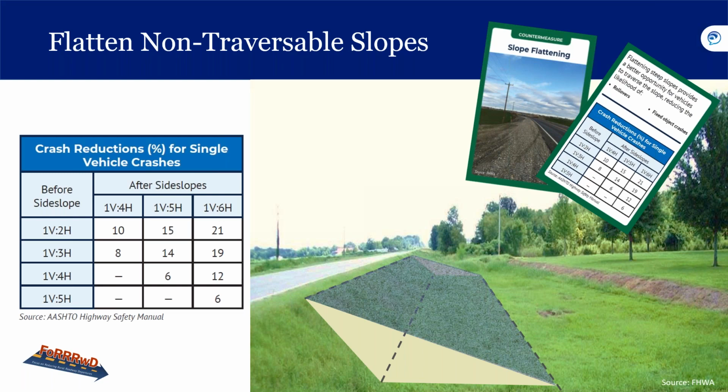In the after, it looks like the slopes of the ditch were flattened, the clear zone has been extended, and there is a paved shoulder. In the after, you can see that they made the slopes traversable and recoverable. But the before could definitely create a rollover crash. It's like 5 to 1.